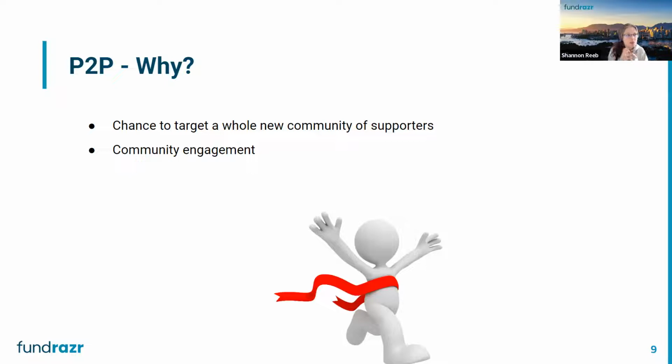And building that relationship is important for your organization and future campaigns, because if your fundraisers have fun fundraising for you and learn about it, if you have another campaign in the future, they're likely to fundraise for you again. Or if it's just a simple campaign where you're asking for donations, they're also more likely to donate to those campaigns. So it's really great for community engagement.